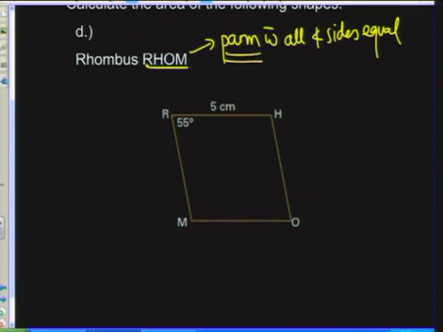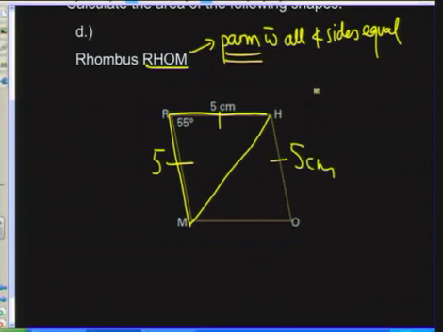Okay, so I'm first of all going to take a diagonal and divide it, because I can only find the area of shapes like triangles. And then we've got that the rhombus has all four sides equal. Okay?